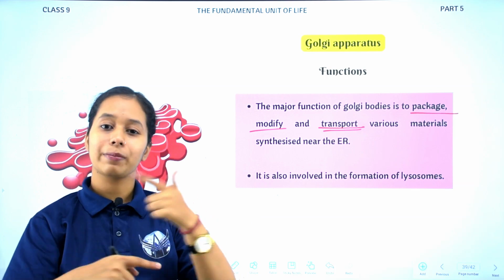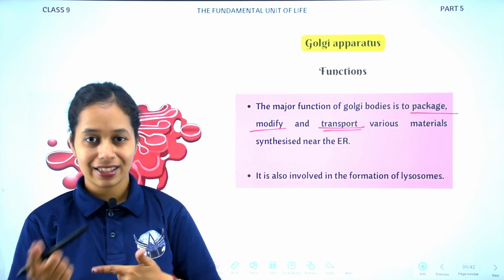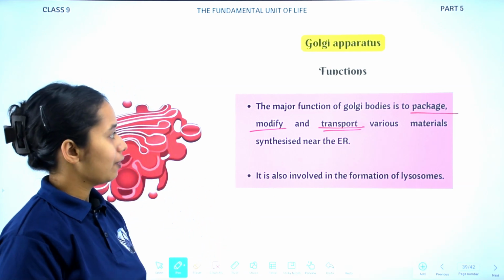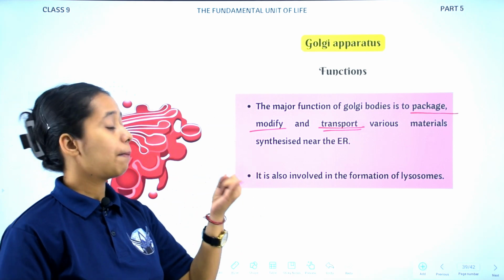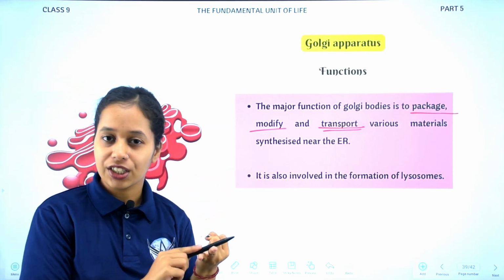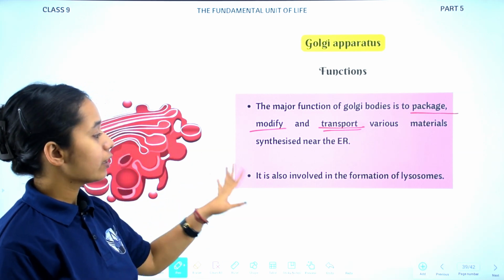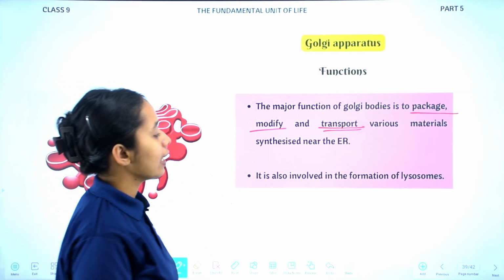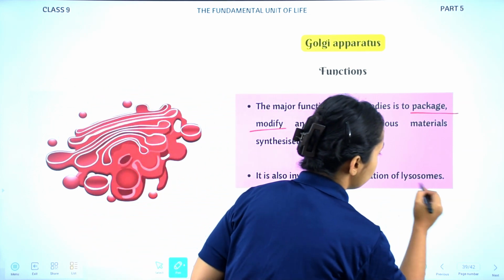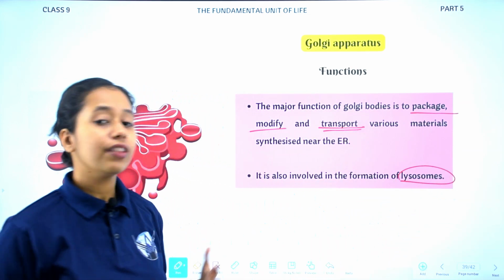So, all these statements are aligning, they are making sense now. Okay. So finally we can say that the major function is what? Packaging, modification and transport. Then it also is involved in the formation of lysosomes. Golgi apparatus is involved in the formation of lysosomes.